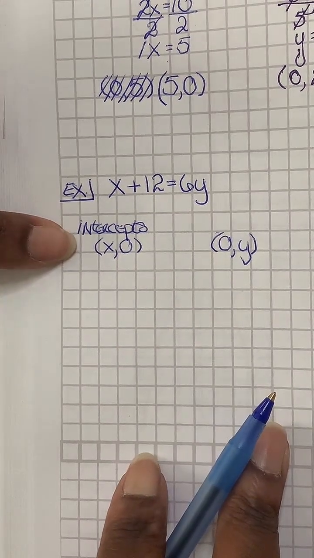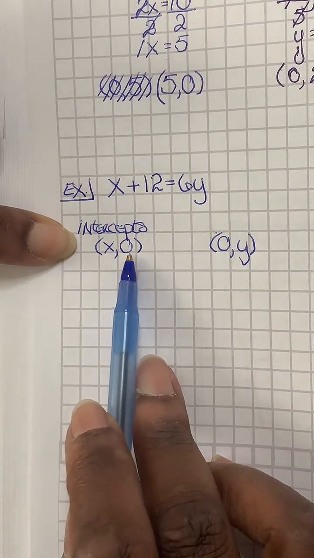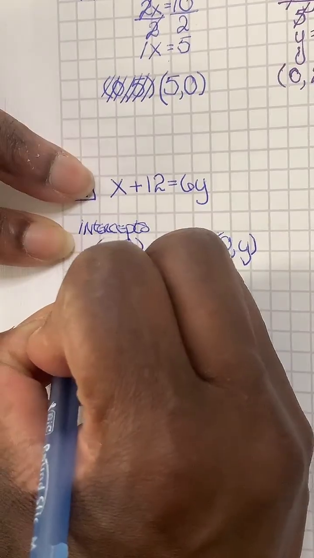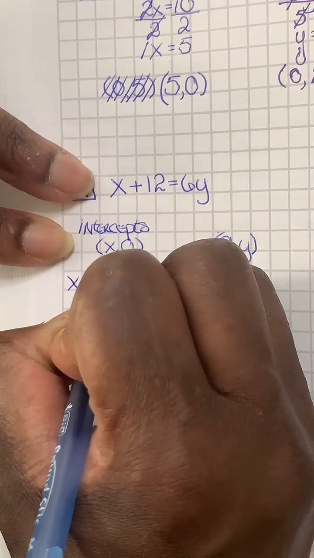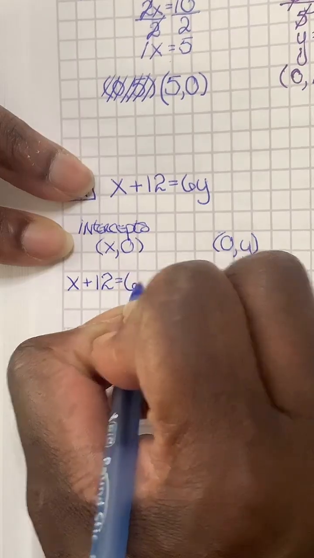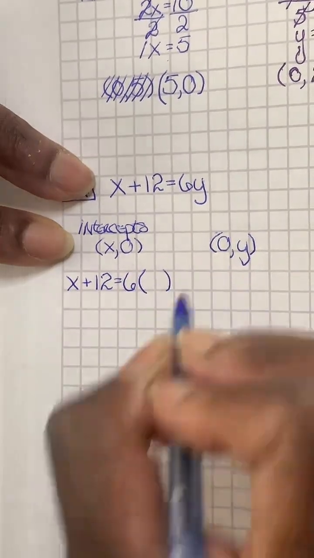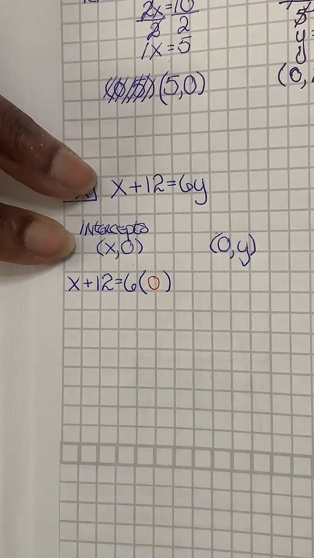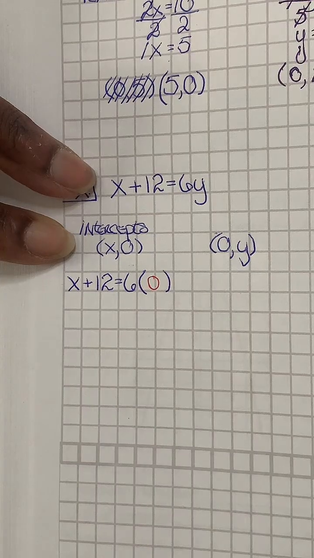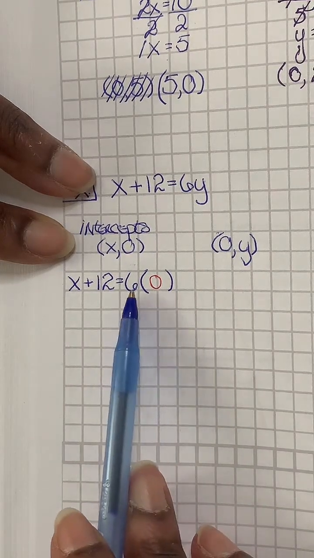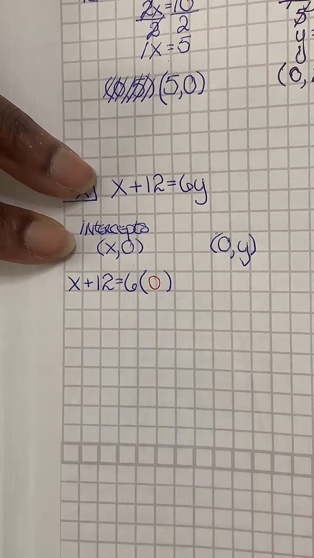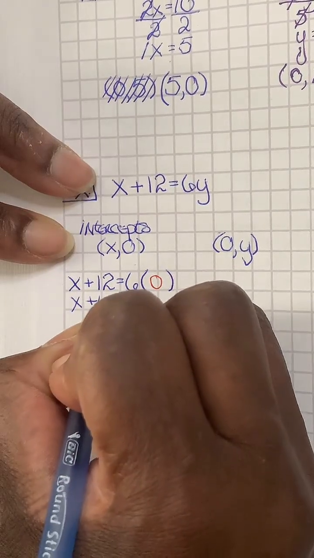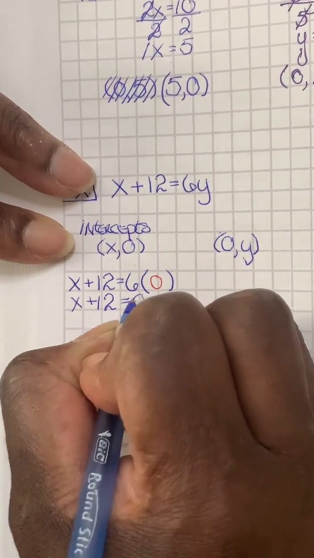So for my x-intercept, this is when my y value is equal to 0. So I'm going to take my equation. I got my x plus 12 is equal to 6, and I'm making my y equal 0. All right. So once I substitute that 0, 6 times 0 gives me 0. So we have x plus 12 is equal to 0.